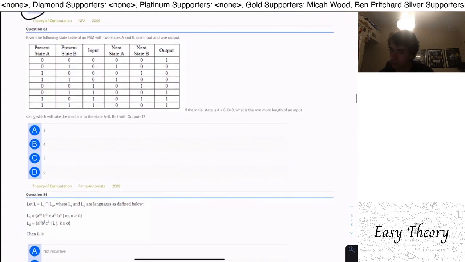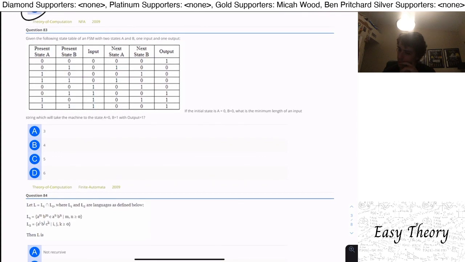If the initial state... so we have an outputting DFA, and for those of you who don't know what that is, if you take a transition, it outputs something on the transition when you take it. If the initial state is A equals 0, B equals 0, what is the minimum length of an input string which will take the machine to the state A equals 0, B equals 1, and the output equals 1? Okay, I'm going to make this a little clearer.